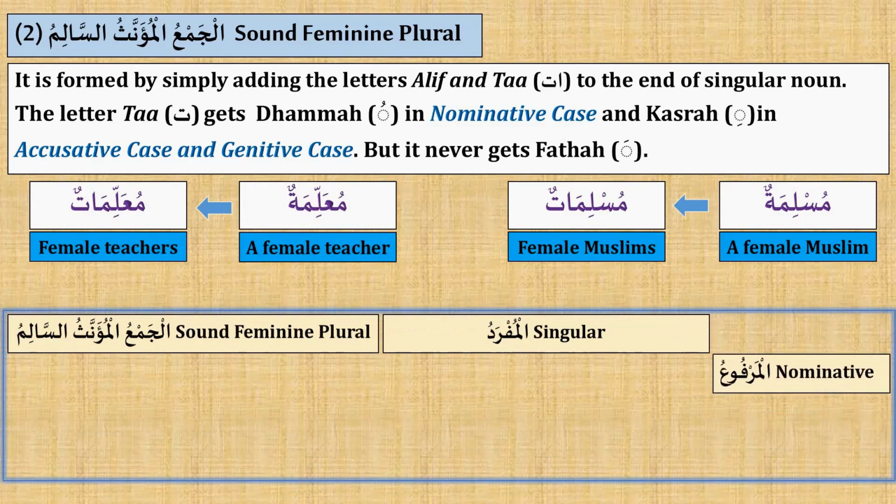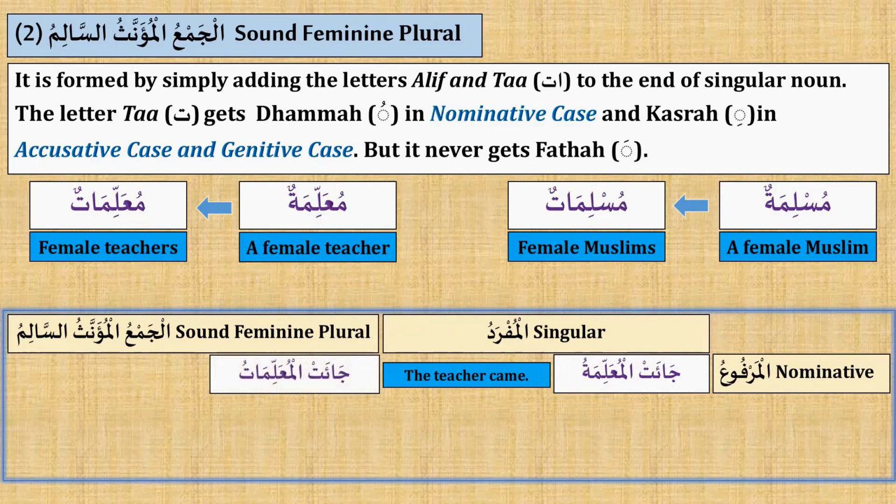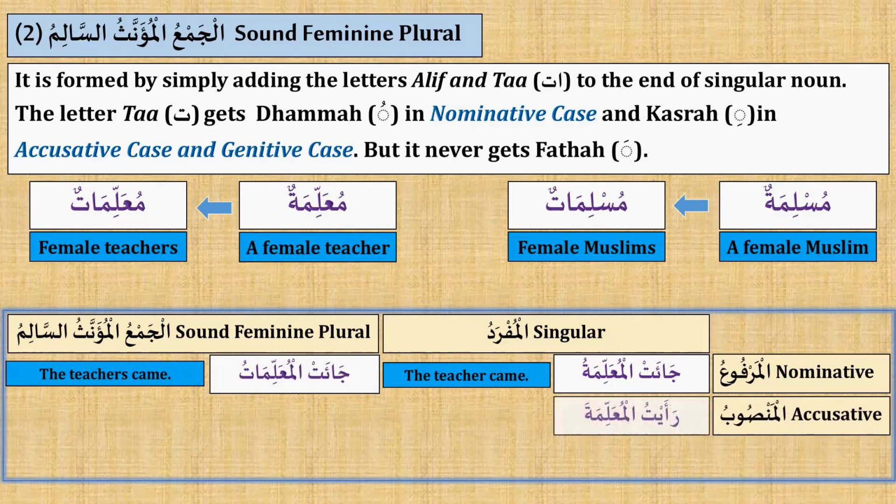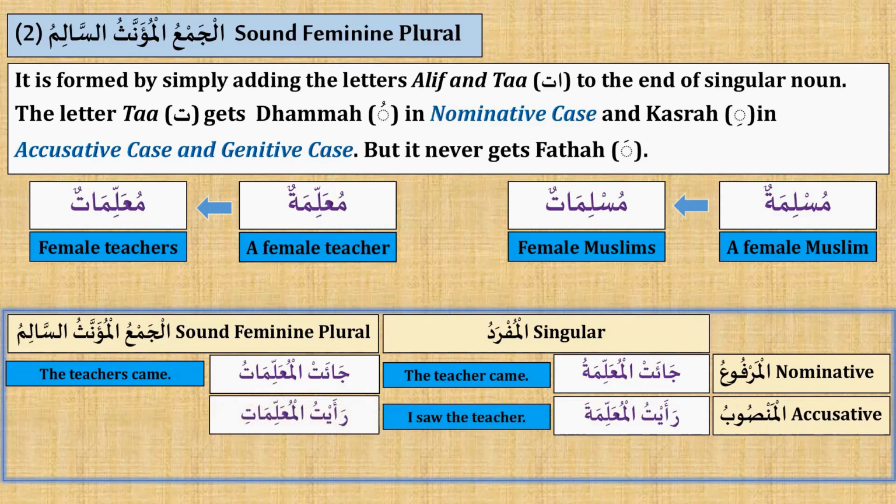The first case, المرفوع nominative case. جاءت المعلمة, the female teacher came. And the plural form is جاءت المعلمات, the female teachers came. And the next case, Al-Mansub accusative case. رأيت المعلمة, I saw the teacher. Female teacher ends with fatha, and the plural form is رأيت المعلمات.